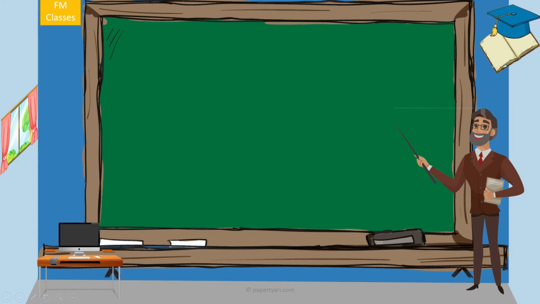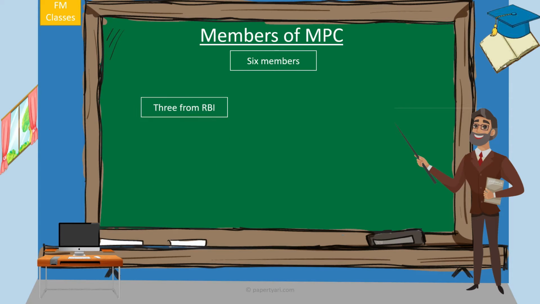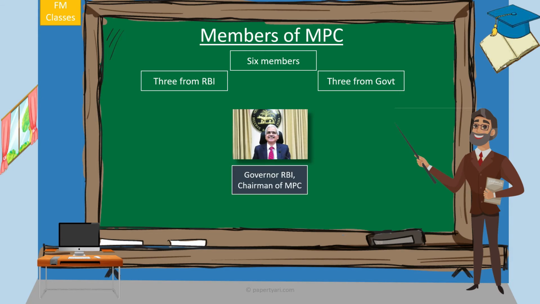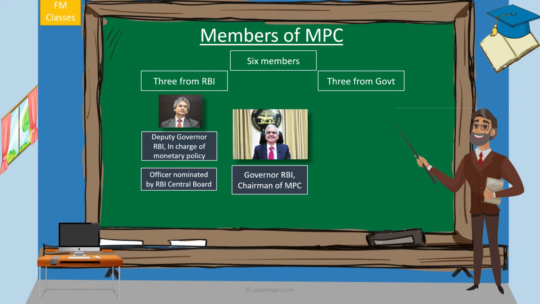So let's move on to see who are the members of the MPC. MPC means Monetary Policy Committee. There are 6 members in the MPC. 3 are from RBI and 3 are from government. From the RBI side, the Governor of RBI is the chairman of MPC. Second one is the Deputy Governor of RBI, who should be in charge of monetary policy. And third is another officer nominated by the RBI Central Board.